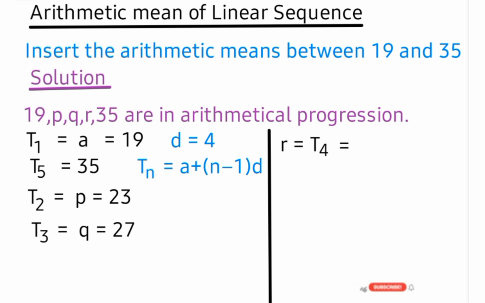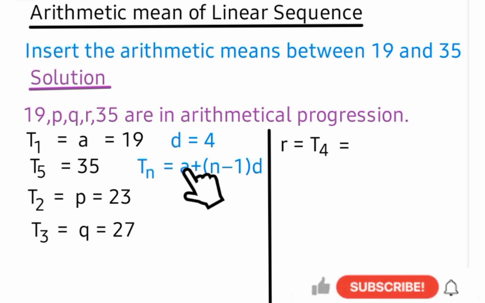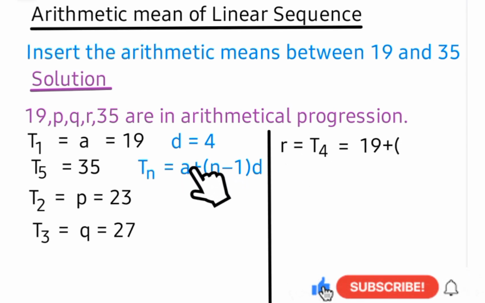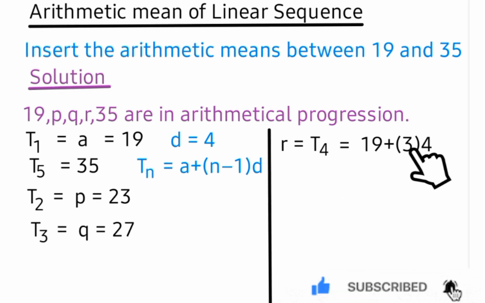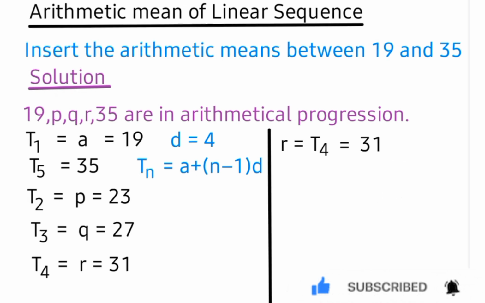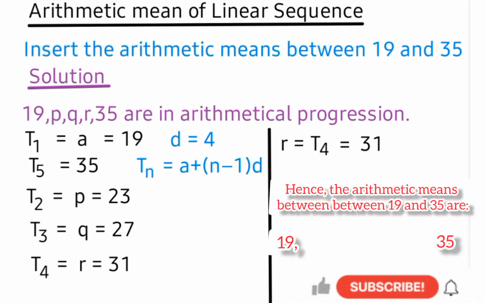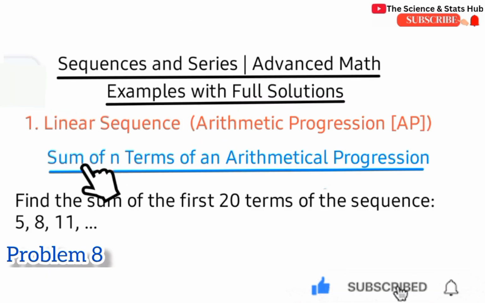Applying our usual formula, we have A. The A value is 19 plus (N minus 1), 4 minus 1, times D. The D value is 4. 3 multiplied by 4, 19 plus 12. Therefore, the R value, being the fourth term, is 31. Hence, the three arithmetic means are 23, 27, and 31. Now, let's look ahead to find the sum of n terms of an arithmetical progression.